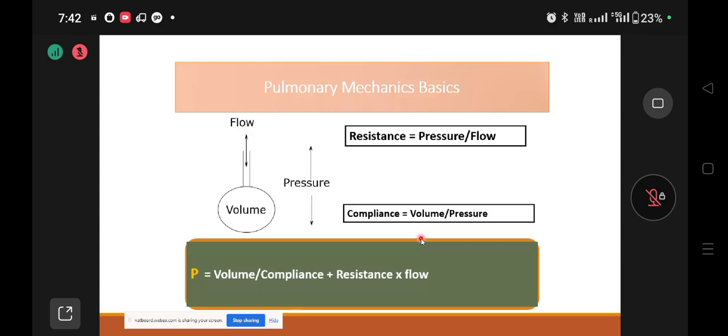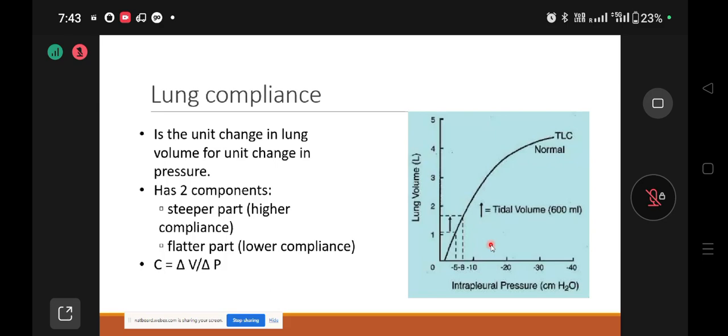So this is basically the pressure which the ventilator applies to push in air, which includes this formula: volume divided by compliance, plus the resistance which the gas will meet during the passage through the various airways. So lung compliance, as I have already told you, is nothing but unit change in lung volume by unit change in pressure. And if you see this lung compliance curve, I think most of you who have worked with ventilators must have seen this graph.